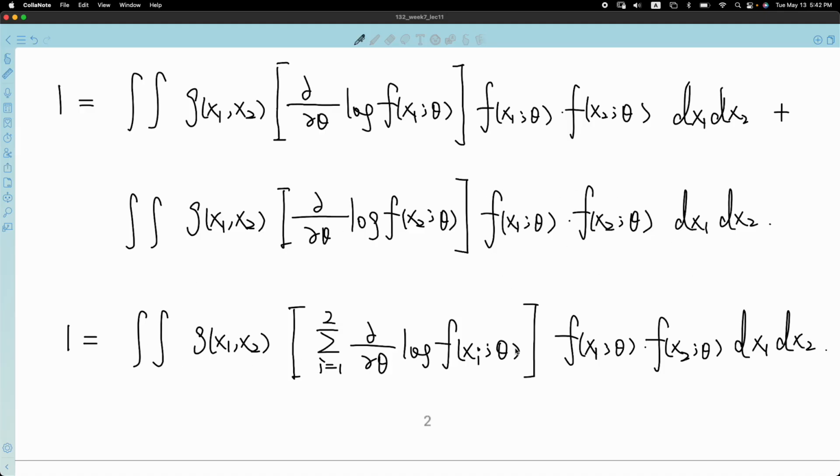What I'm doing here in the last line is that I'm just aggregating the 2 expressions here by aggregating the derivative here. Because the derivatives differ by i equal to 1 and i equal to 2. And I'm grouping them by the sum. Because the rest stay the same. So we have the same density function. The only difference is the things inside the square bracket. And then I'm using the summation term to add them, to combine them together. Any question regarding any of the details here?